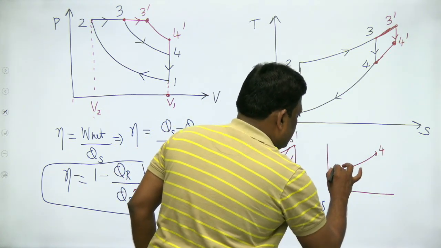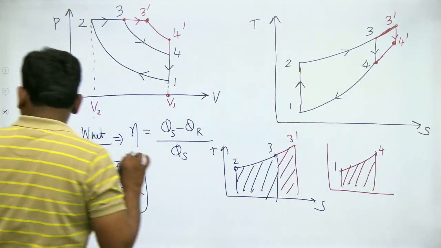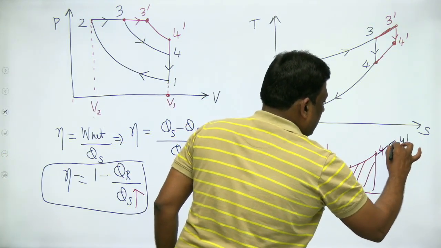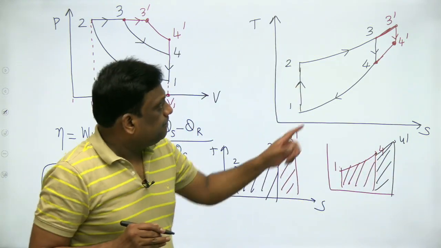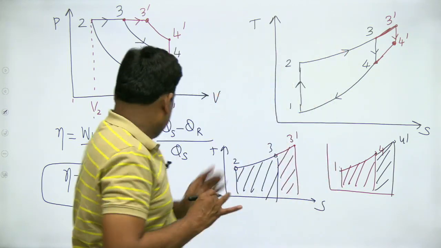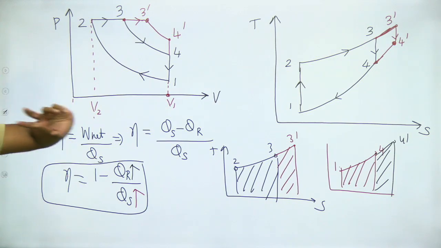This is 4 and this is 1. So this is showing heat rejection. But in case of the new cycle, it is 4 dash to 1. So this much, 4 dash to 1, additional heat is rejected. This means heat supply is increasing, and heat rejection is increasing. Oh my God. Heat supply is increasing, heat rejection is also increasing.